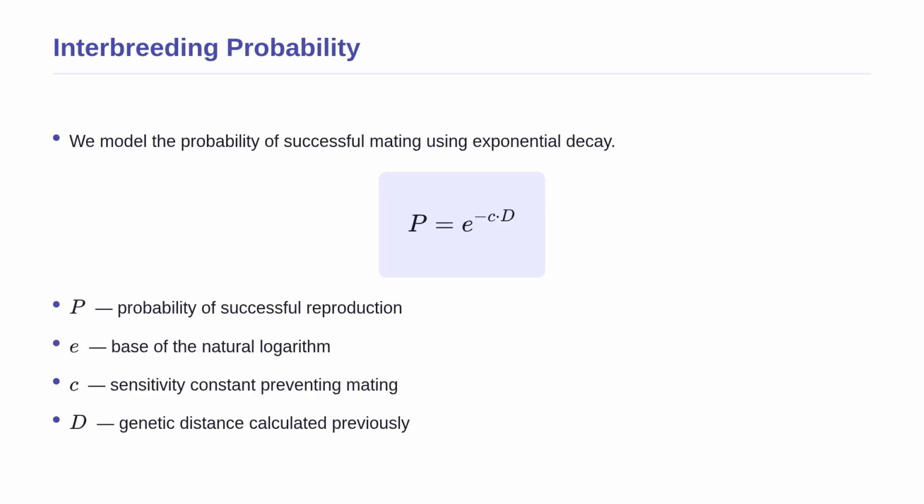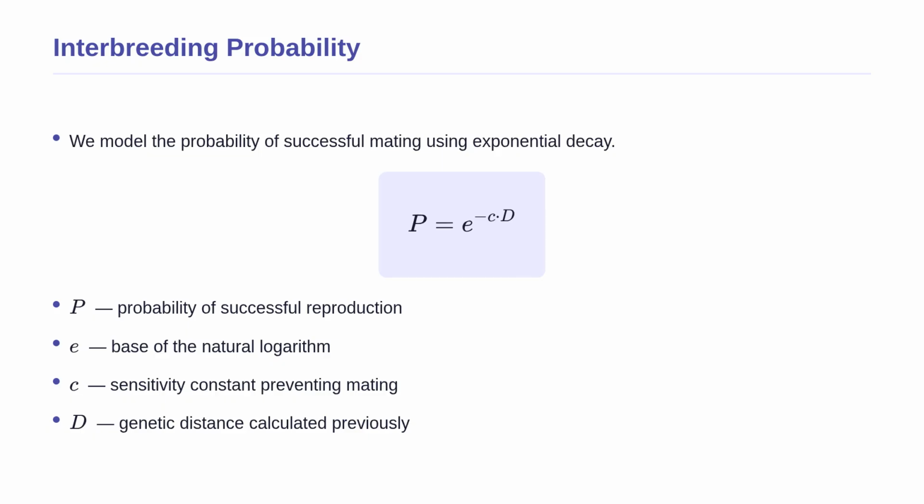Having calculated the genetic distance, we now need to understand how this distance affects the ability of the animals to mate. We can model the probability of successful interbreeding using an exponential decay function. The symbol p represents the probability of successful reproduction, ranging from 0, which is impossible, to 1, which is guaranteed. The mathematical constant e is the base of the natural logarithm.